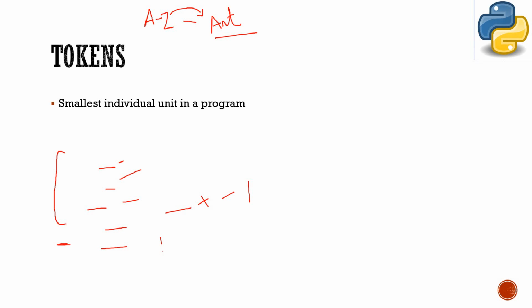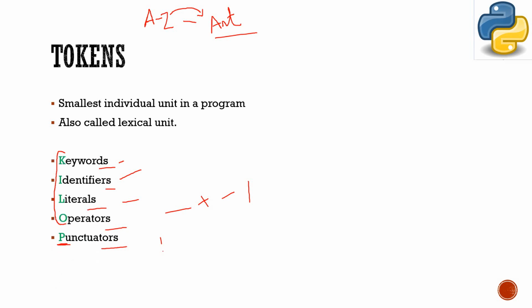After that, we have tokens. The smallest unit in a program is known as a token, also known as a lexical unit. Then we have different tokens, or you can say that we have 5 tokens. And how do you have to remember it? KILOP. That is keywords, identifiers, literals, operators and punctuators.